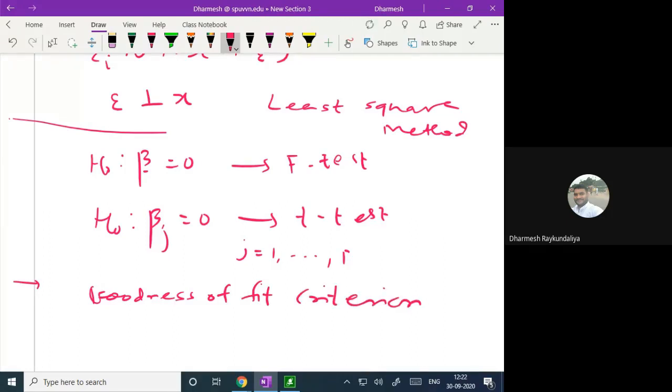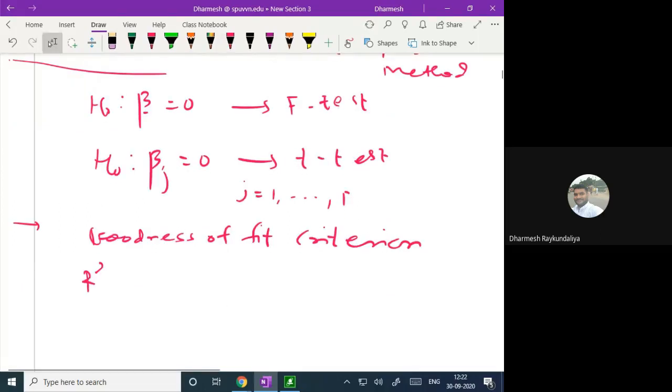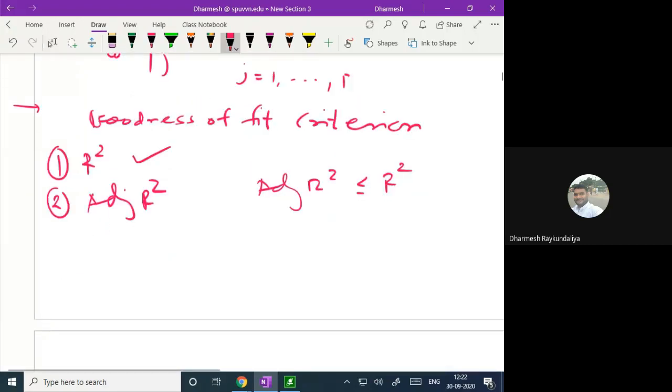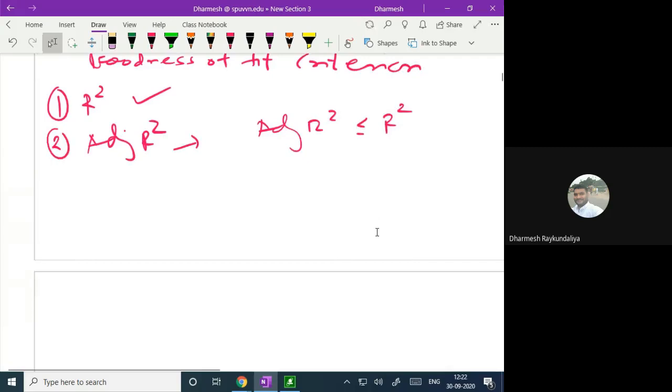In goodness of fit criteria, we have seen the R square. Higher the R square, better the model. Adjusted R square: higher the adjusted R square, better the model, but adjusted R square is always less than or equal to R square. If you add variables, R square is always increasing, but there is no guarantee that the adjusted R square increases. If it increases, then the added variables are important. If it is decreasing, that means the added variable is not important. But these two criteria can be useful when the model is nested in nature.